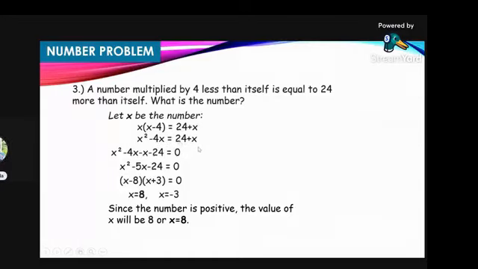Combining like terms, transpose or ilipat natin lahat sa kabila. So we have x squared minus 4x minus x minus 24 is equal to 0. So x squared minus 5x minus 24 is equal to 0. Then we have now a quadratic equation. Here, we could only solve this either using the 4 methods in solving quadratic equation. But here I used factoring. So the factors are x minus 8 times x plus 3 is equal to 0. Then x is equal to 8 and x is equal to negative 3.